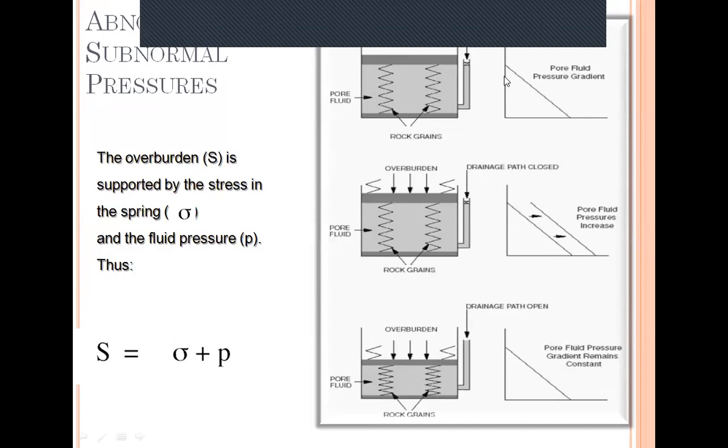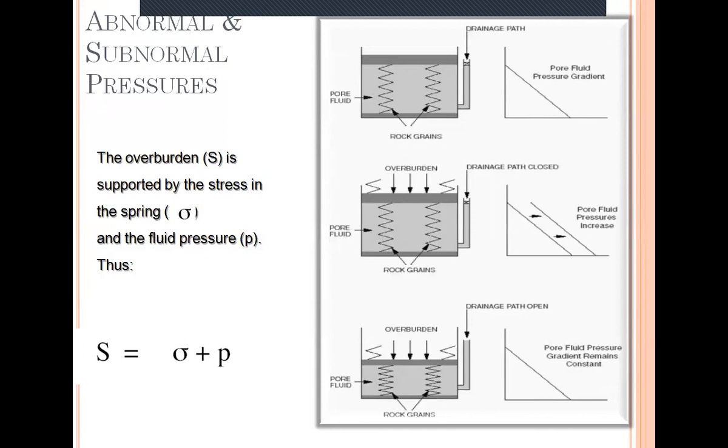So try to imagine this first one. This will explain to you the effect of the overpressure and the effect of the normal pore pressure. Say we have this spring which simulates the rock grains, and we have this pore fluid. This is the fluid inside the rocks. So if we increase the overburden and we are not letting the fluid go out, the drainage path here is closed. We increase the overburden and there is no exit for the fluid. The fluid which is trapped inside the rocks is not flushed out.